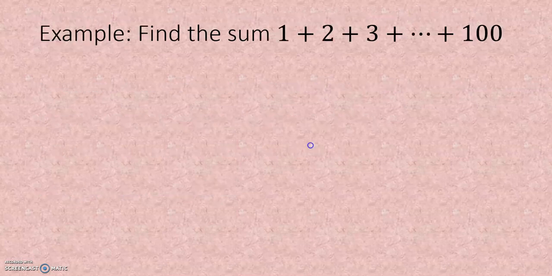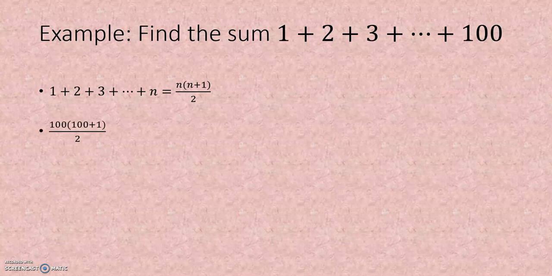Find the sum of all the counting numbers up to 100. 1 plus 2 plus 3 plus up to n is equal to n times n plus 1 divided by 2. In this case, n equals 100. 100 times 101 divided by 2. Multiply: 10,100 divided by 2 is 5,050.